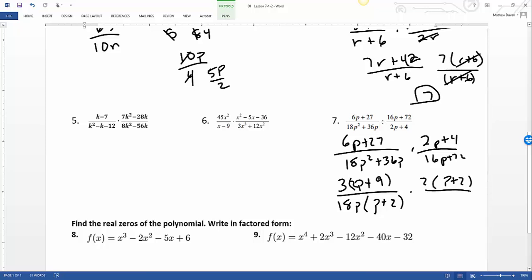And on the bottom, between 16p and 72, if I take out 8, you're left with 2p plus 9. So then the 2p plus 9's cancel out, the p plus 2's cancel out, the 3 and the 18 reduce into 6, and then the 2 and the 8 reduce into 4. So it doesn't look like there's anything left on top, and I only have 1 over 6 times 4, which is 24.